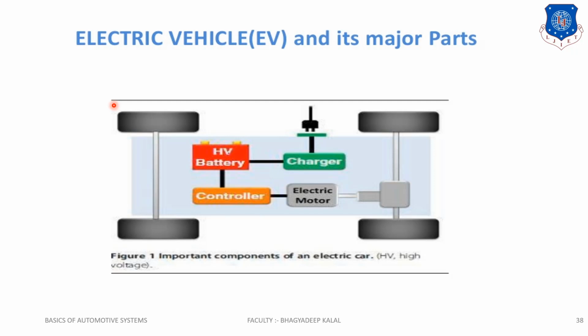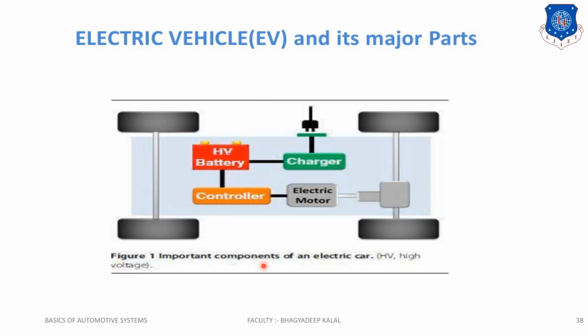So in our topic, only the electric vehicle and its major parts are there. Not going into depth, only brief knowledge about electric vehicles as in our syllabus. So this is the HV battery, the high voltage battery, and it is connected with the charger to charge our battery. This is a control unit, which connects to the electric motor. After the electric motor, the remaining portion of the automobile, whatever we have studied, is all the same.